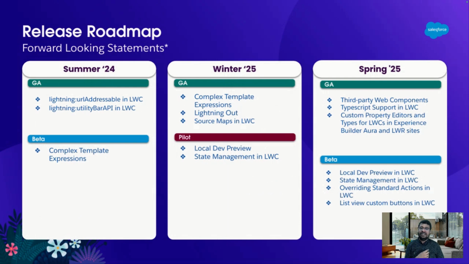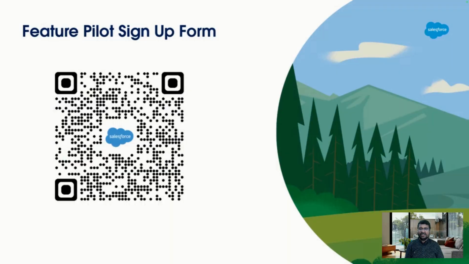I'm telling you that there are a few things which are in pilot. You might be wondering, if you want to test something, try it beforehand in pilot, how can you do that? You can scan this code. This is a future pilot sign up form. You can sign up for any of the pilot features that you want to try out by yourself before they are generally available.